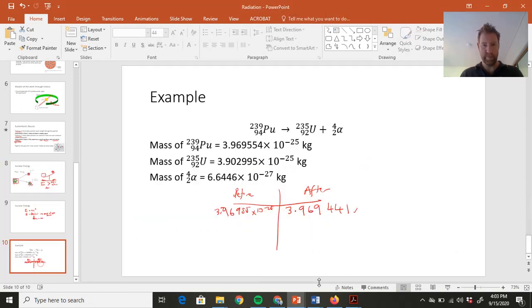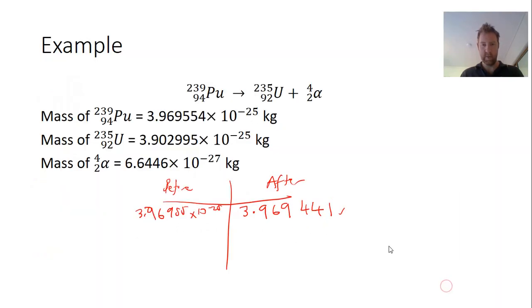By 10 to the minus 25. So they don't weigh the same. 3.969, 3.96955 is heavier than 3.96944. So there's a difference there. So this is the first thing. Look at the befores and afters.